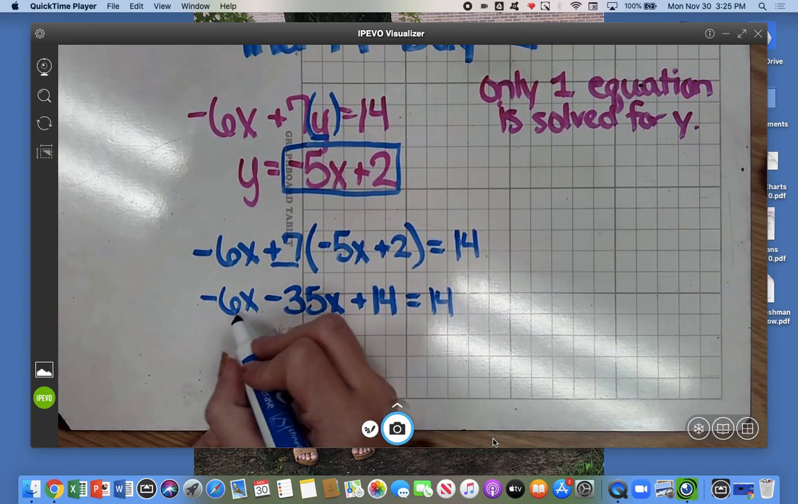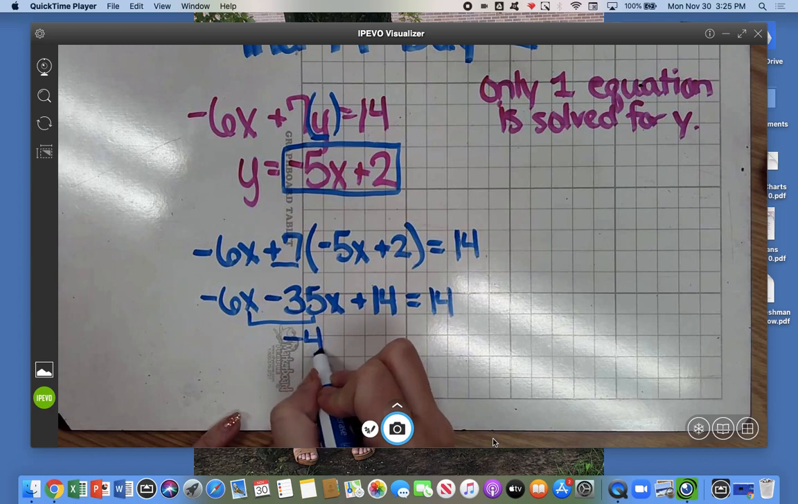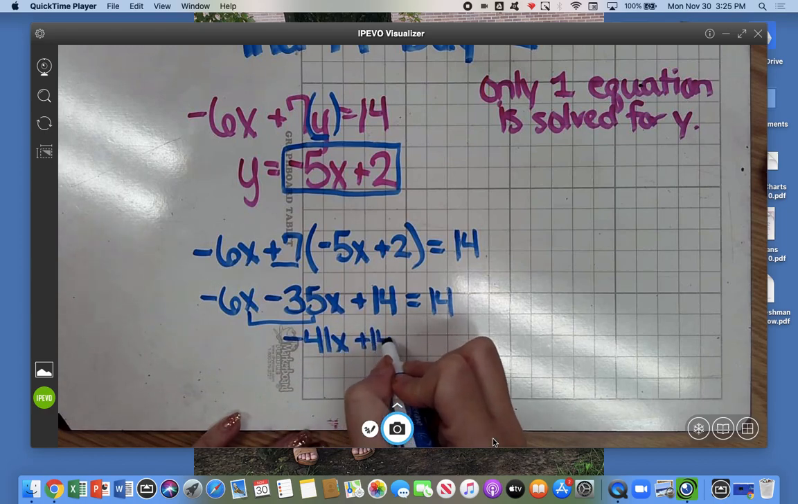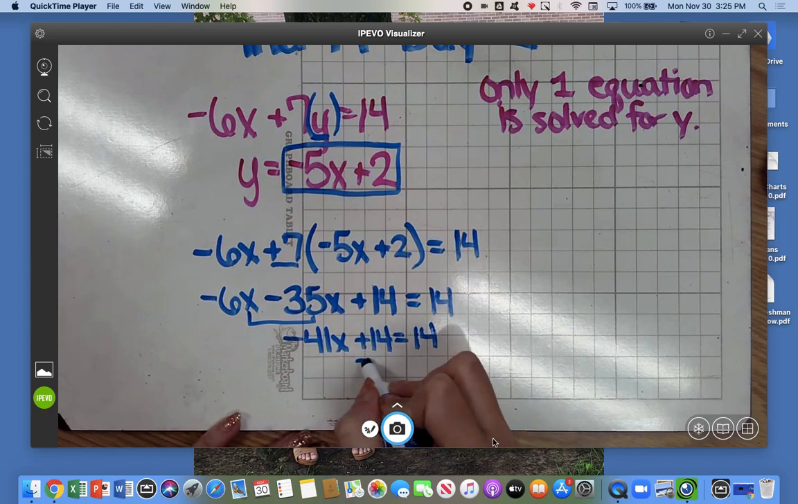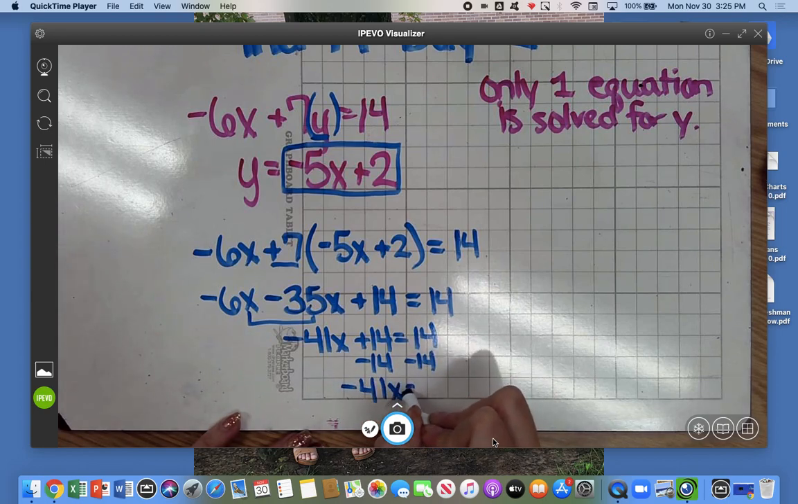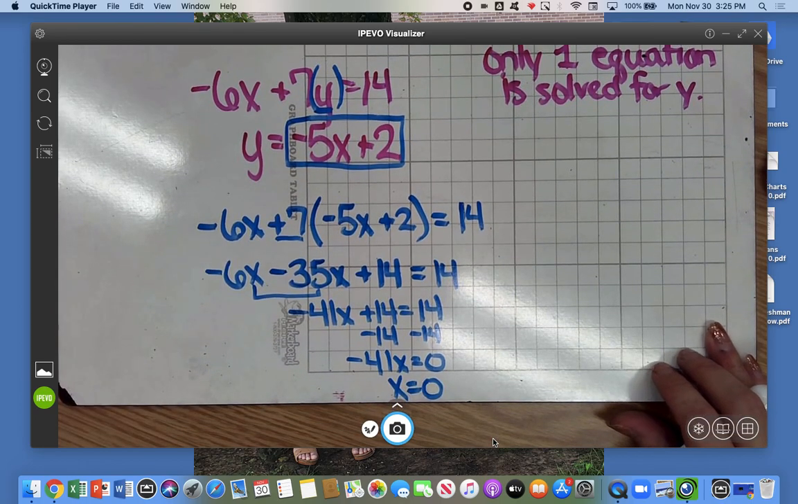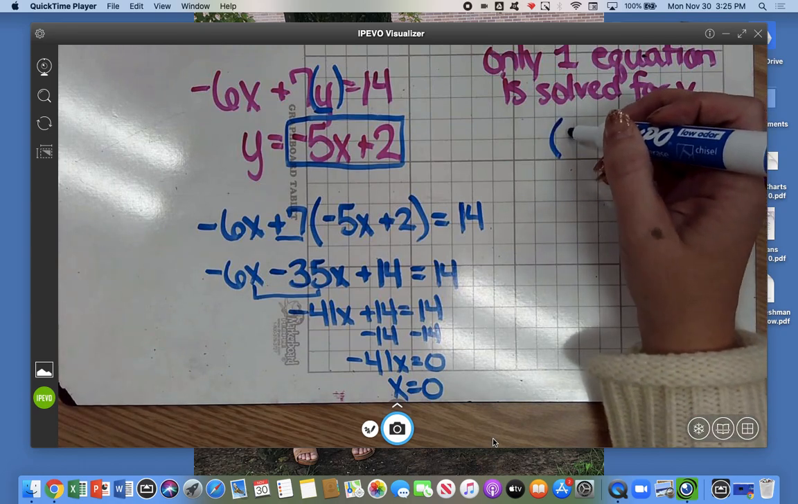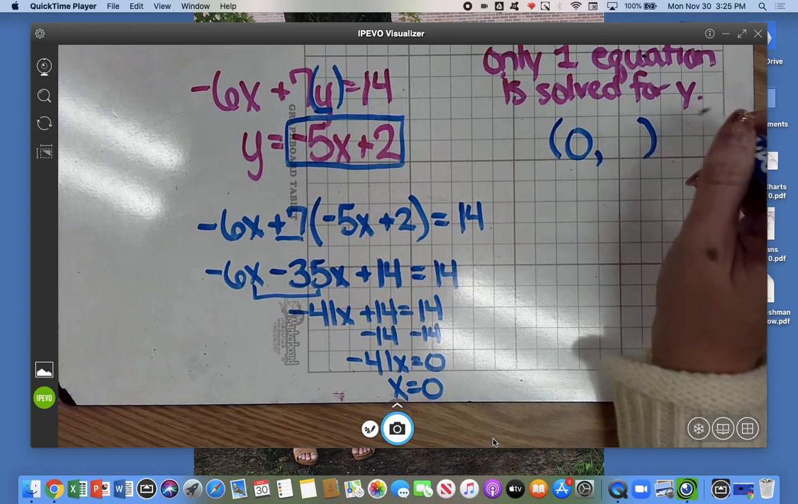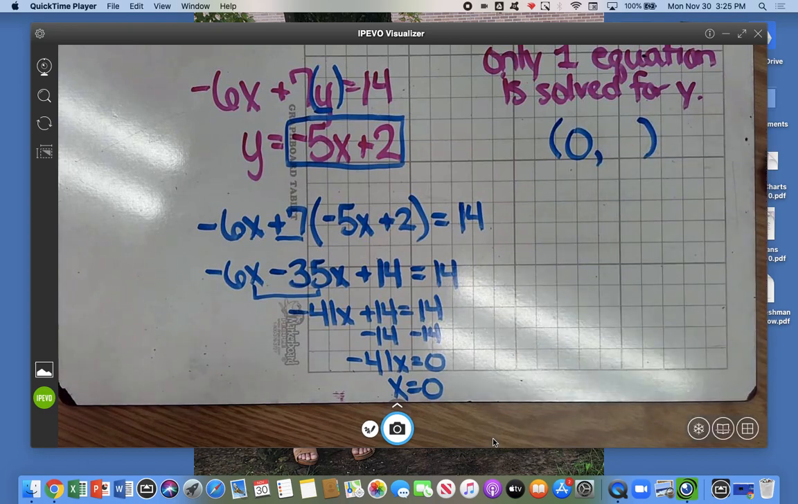there, when you combine these two, it becomes negative 41x plus 14 equals 14. When I subtract this 14, I get a 0. 0 divided by anything gives me a 0. It is okay to have a 0 as an answer because whenever you graph, you can have an x-coordinate of 0. Now, your y-coordinate can be any number. Could be 0, but in this case, it's just not.